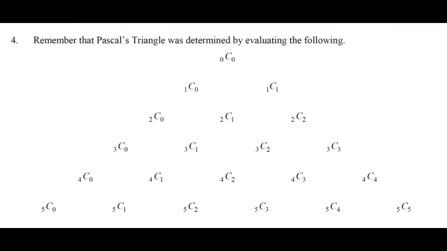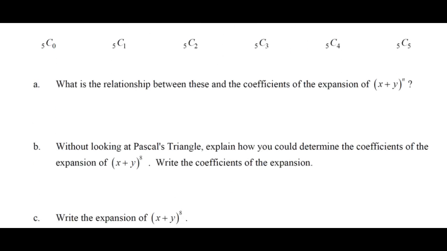But before we get there, that was using the rows of Pascal's triangle. But where did Pascal's triangle come from? It's like 0 choose 0, 1 choose 0, 1 choose 1, 2 choose 0, 2 choose 1, etc. That's Pascal's triangle. What's the relationship between these and the coefficients of the expansion of x plus y to the n? Same, right? Where it's n choose 0. So they are the same.